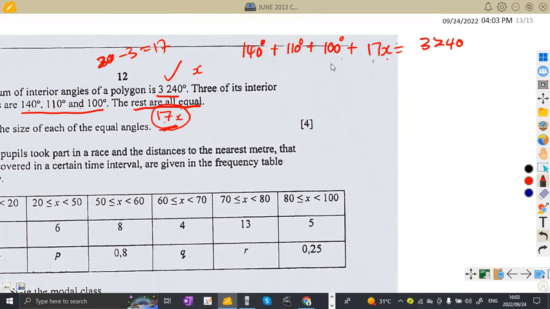So that is what we are simply having by calculating x. So what you need to do, add these together. We can get something like 350, if I'm not mistaken here, 350 plus 17x is equal to 3,240. So you can transpose the 350 to the right-hand side, it is going to be a negative.